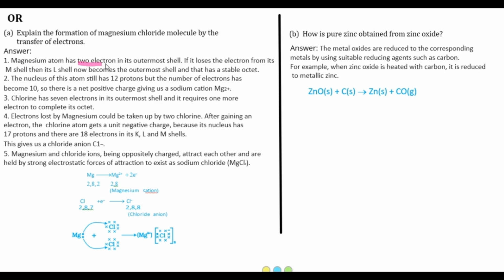Magnesium atom has 2 electrons in its outermost shell. If it loses the electrons from its outermost M shell, then its L shell becomes the outermost shell, which has a stable octet. So now we'll consider magnesium. Magnesium's atomic number is 12, which means it has 12 protons as well as 12 electrons.